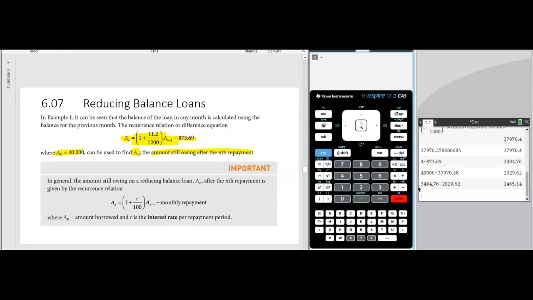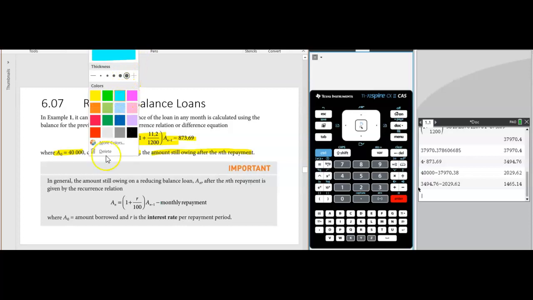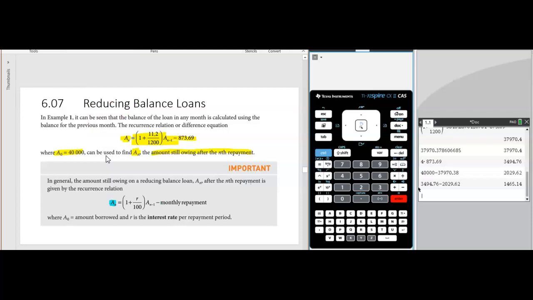Now, how are we going to apply it in a general form? So for general form, AN is the amount that you still owe after N repayments, right? So this is the formula that you can apply. And do remember the interest here is the interest rate per repayment period. So this is the interest rate per repayment period, and the amount that you owe, you can actually generally use this formula. Do take note.